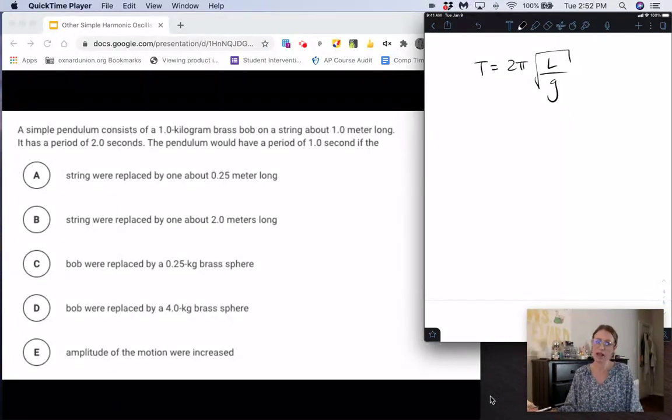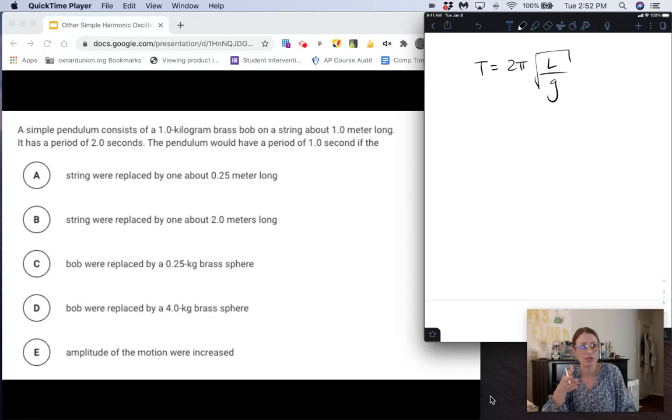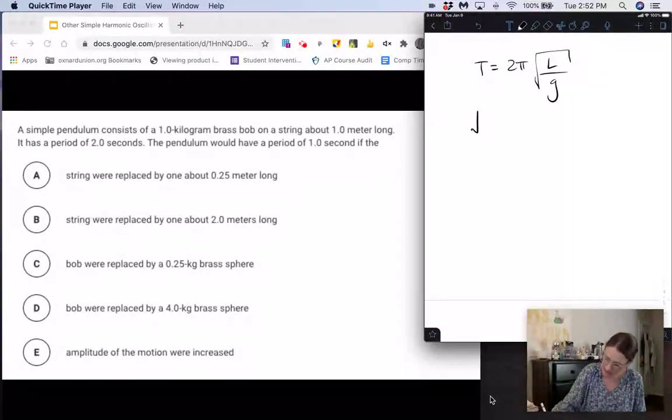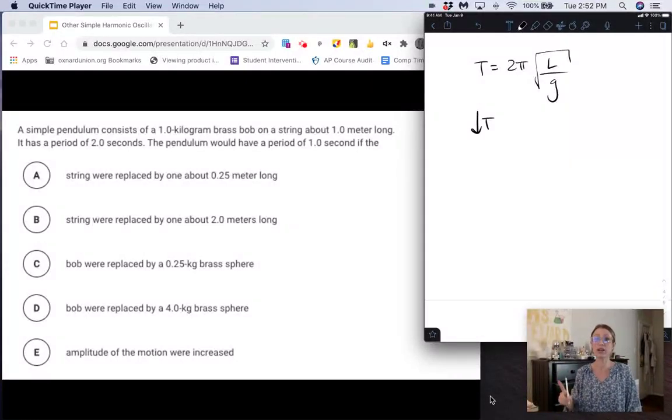So it has to be either A or B, because the length of the string is the only thing that's going to change the period of the pendulum. We can also do this intuitively. The first period is 2 seconds and the second period is 1 second, so the period is decreasing. Since the length is in the numerator, the length also has to decrease. Do you see how B says the string were replaced by one 2 meters long?